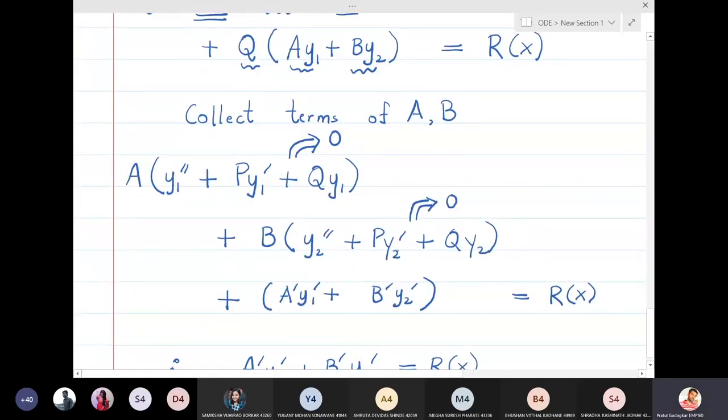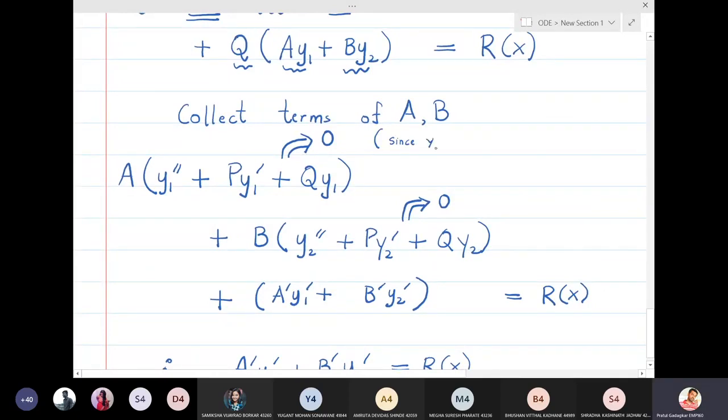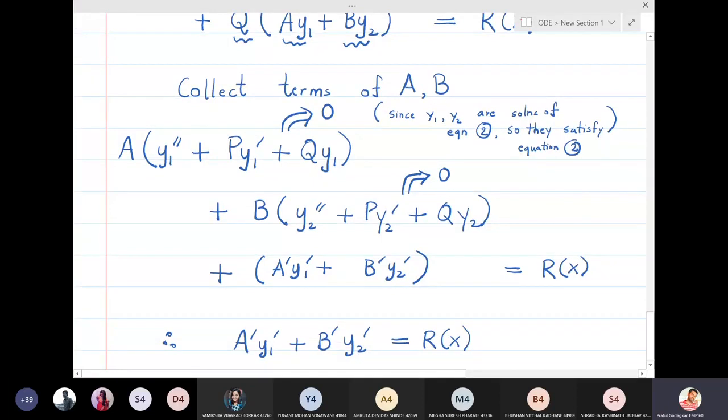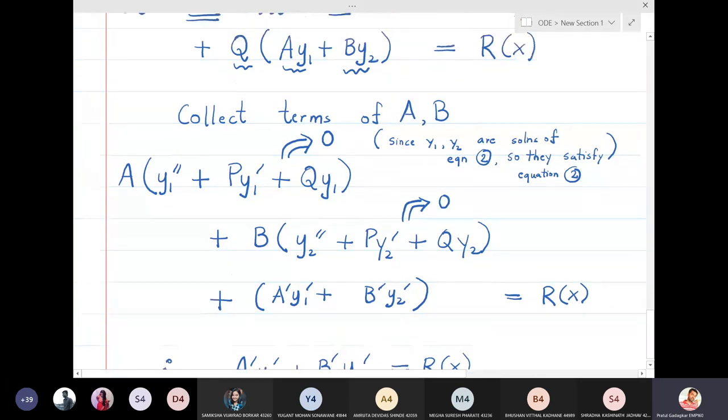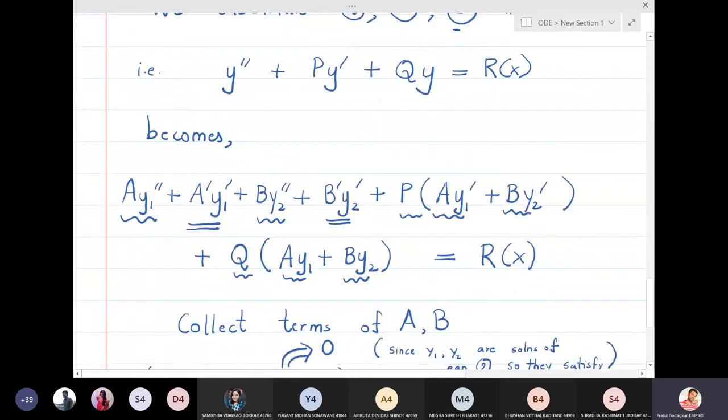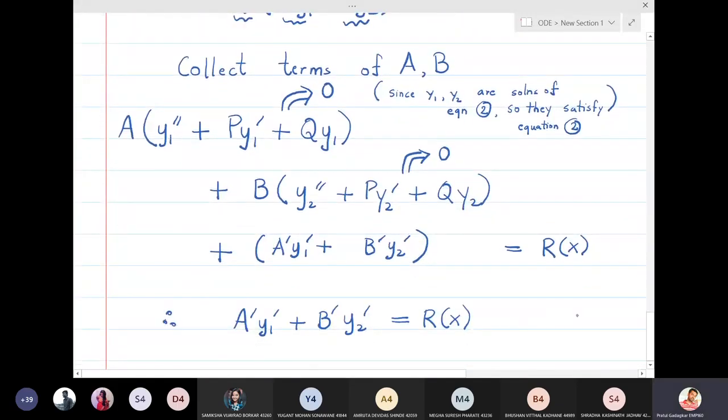Why is this 0? Since y1 and y2 are solutions of equation 2, they satisfy equation 2. That is the reason they have become 0. And therefore, I get this particular equation a dash y1 dash plus b dash y2 dash is equal to just r of x. Okay, this equation I will now call equation number 7. We're getting lots of equations, but when we do problems, our life is going to be very easy.